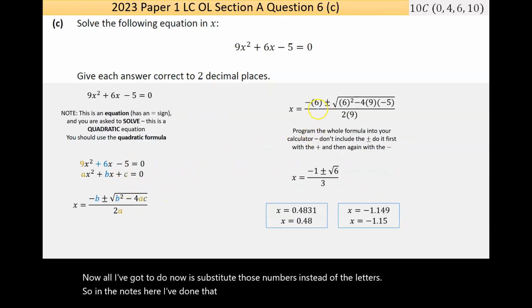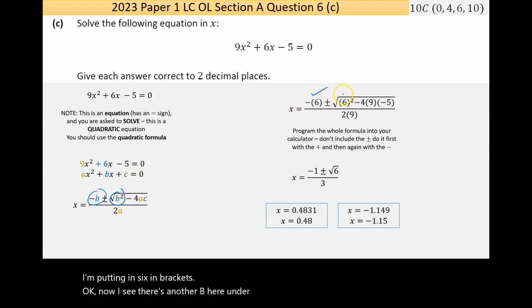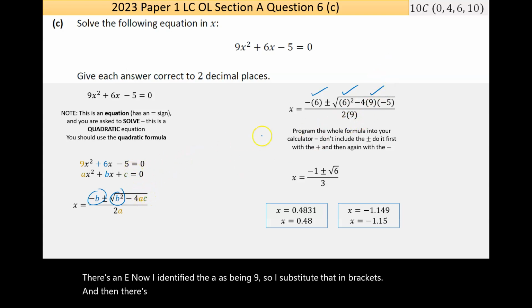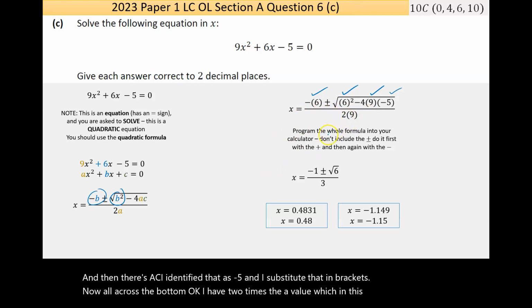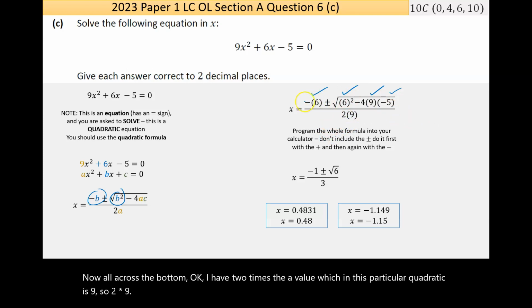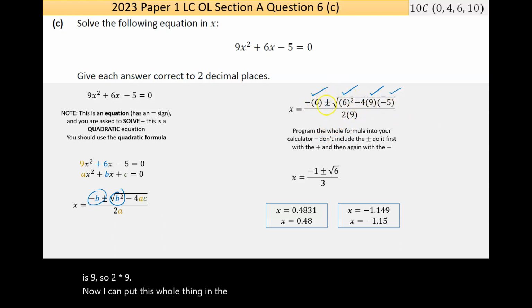Okay, so instead of the B value here, I'm putting in 6 in brackets. Okay, now I see there's another B here under the square root, so I'm going to put the 6 here in brackets. There's an A. Now I identified the A as being 9, so I substitute that in brackets. And then there's a C. I identified that as -5, and I substitute that in brackets. Now all across the bottom, I have 2 times the A value, which in this particular quadratic is 9, so 2 times 9.